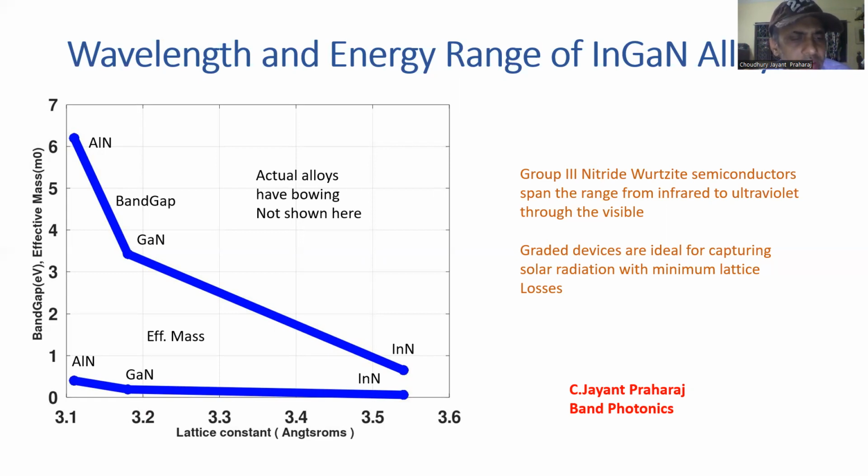And you can also see in the figure the effective mass trends in this material system. As the figure shows, the effective mass kind of tracks the band gap. And this tracking is consistent with the k dot p theory of effective mass in these semiconductors. The other thing to mention is that graded devices are ideal for capturing solar radiation with the minimum losses to the lattice. And we will see more of this physics later on in this talk.